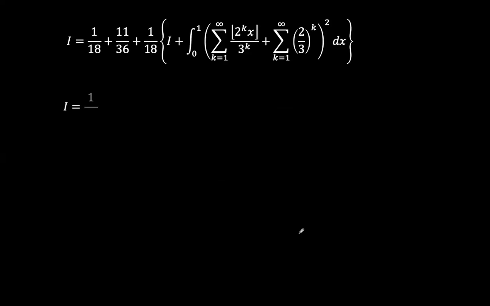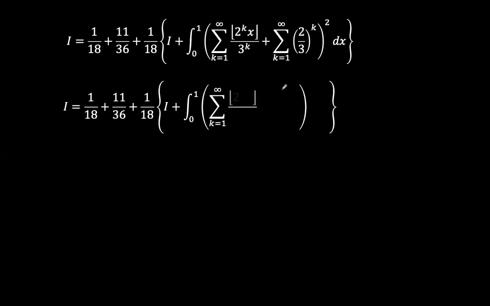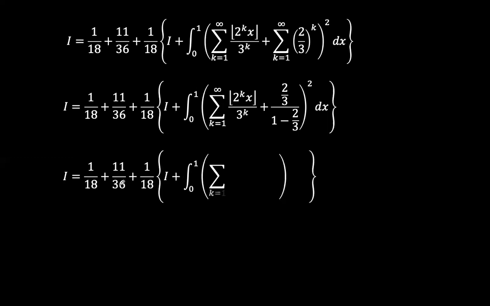And so this is the same as 2 over 3 over 1 minus 2 over 3. So this becomes I is equal to 1 over 18 plus 11 over 36 plus 1 over 18 in bracket I plus the integration from x equals 0 to x equals 1 of the summation from k equals 1 to infinity of the floor function of 2 to the power k x over 3 to the power k plus 2 over 3 over a third. So the 3 is cancelled, so we're left with the 2.